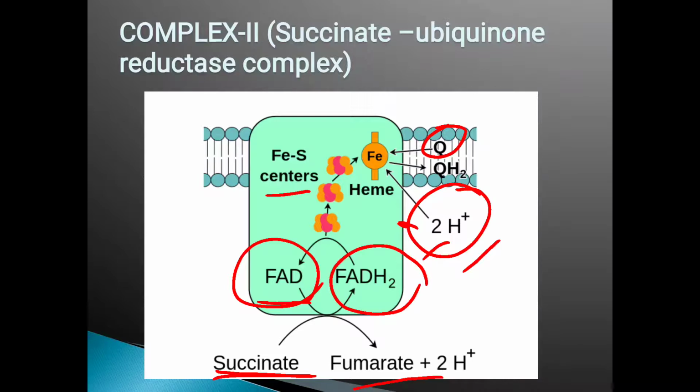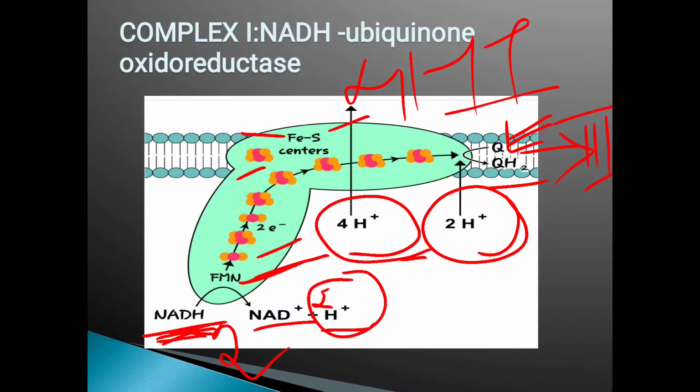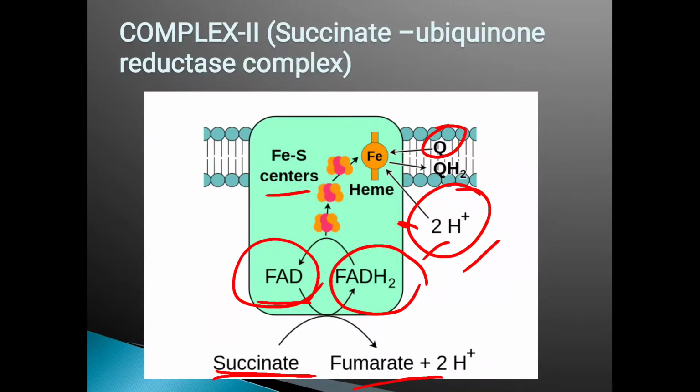Like in the first enzyme complex, where the 2H positive ions received from the matrix region were also moved towards the intermembrane space region. But here, the 2H positive ions are received from the matrix region and moved towards the quinone, where it gets reduced, leading to the formation of the reduced form of quinone, that is plastohydroquinone.